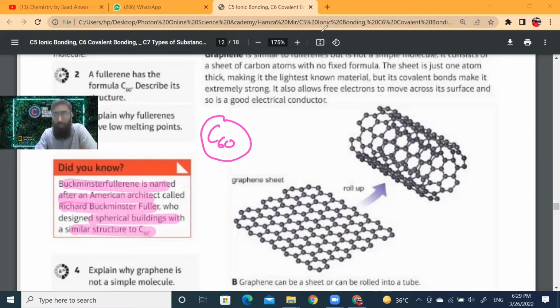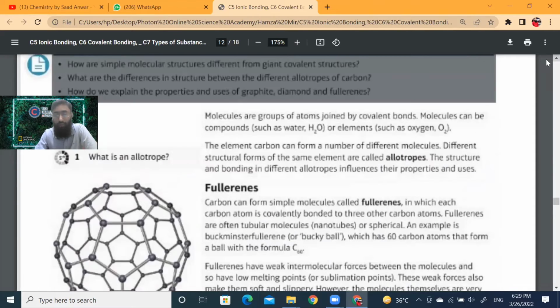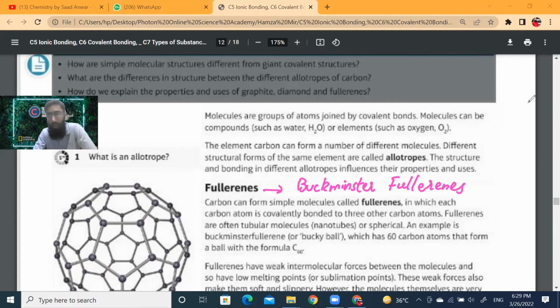So usually we call this fullerene Buckminster fullerene. Its full name is Buckminster fullerenes. You call it fullerene. You can also call it Bucky ball. It has a football-like shape. See in this diagram, you can see this. It has a football-like shape. We call it Bucky ball.